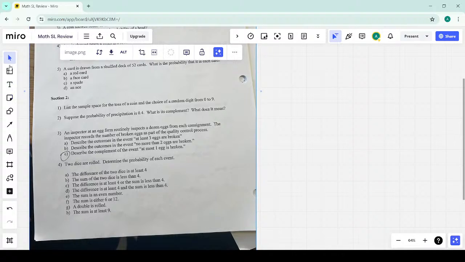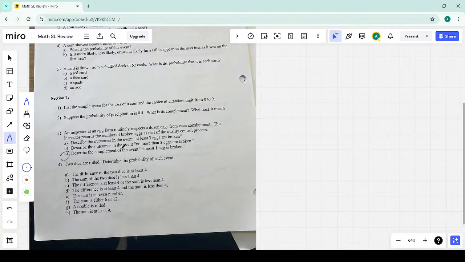So this is pretty simple probability. An inspector at an egg farm routinely inspects a dozen eggs from each consignment. The inspector records the number of broken eggs as part of the quality control process. Describe the complement of the event. So, complement is always like the opposite.